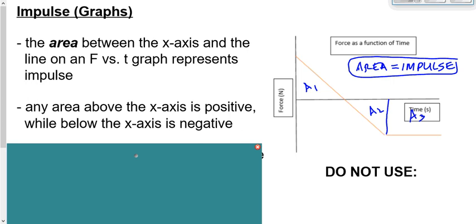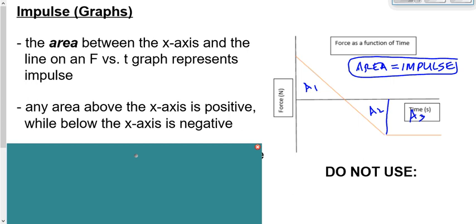A lot of times, probably most times, that's it. Get the area. Watch out for the units. Make sure you account for positive and negative. That's it. But there are times, maybe I'm going to say 20% of the time, when you're asked to go a little bit further. Even when you are asked to go a little bit further, I want you to still go through what we just did. Area equals impulse, watch the units, above and below the x-axis.